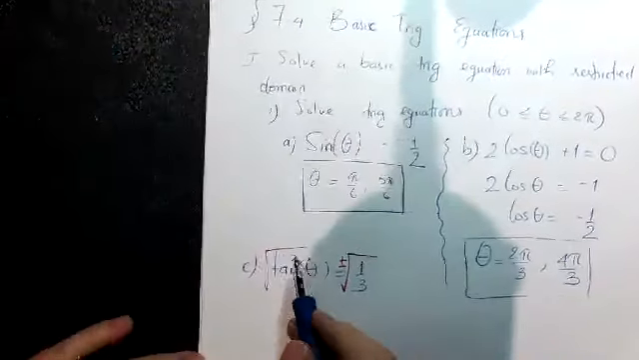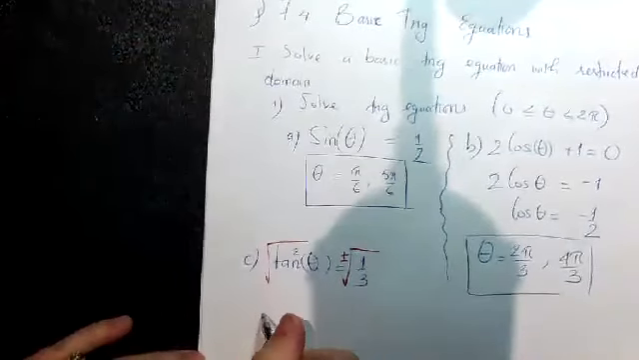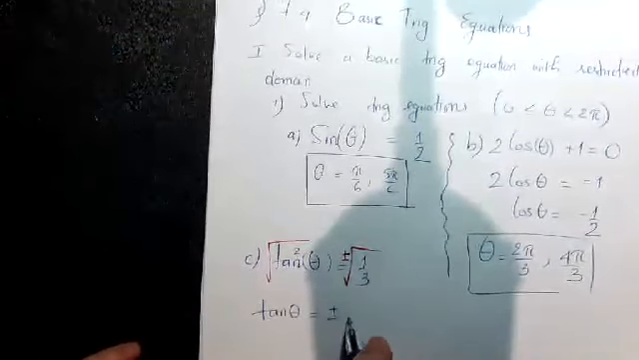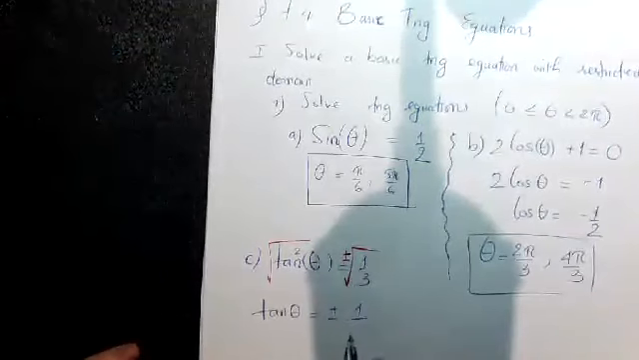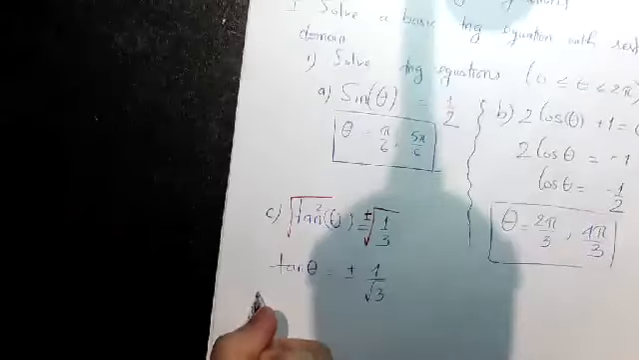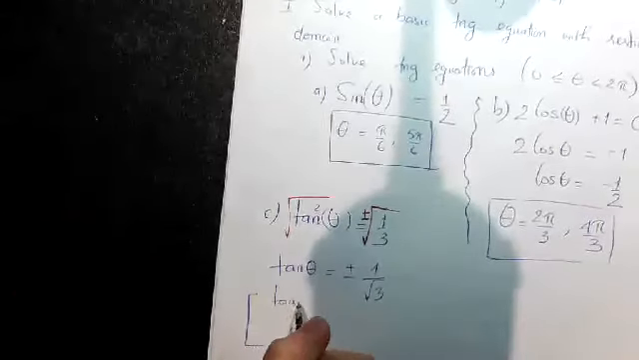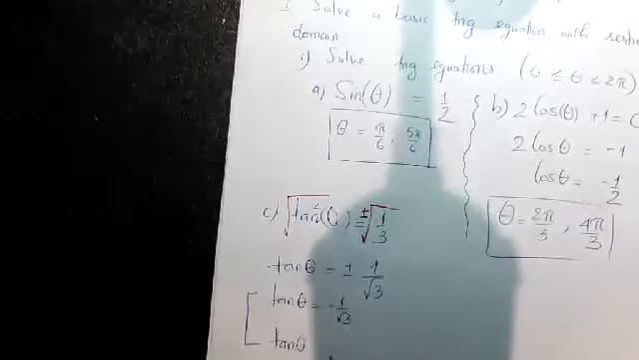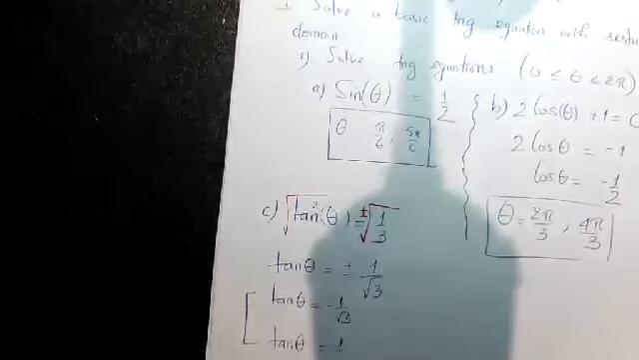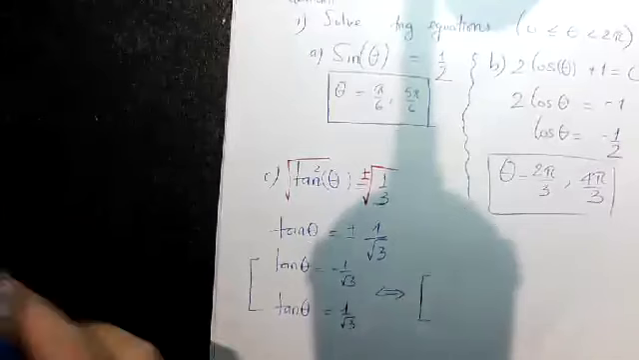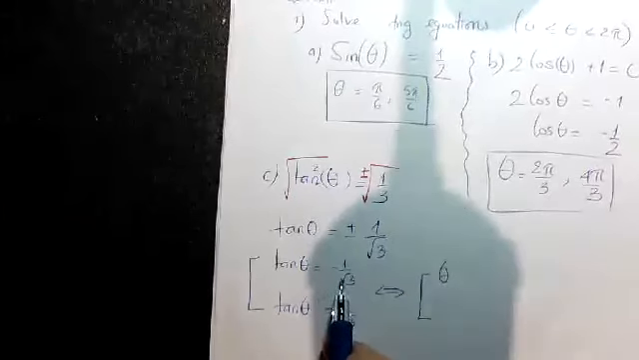On the left side, the square and the square root cancel because they are inverse functions. So I just have tangent theta, plus and minus the square root of 1 over the square root of 3. So I have two scenarios. Either tangent theta equals -1/√3, or the other scenario is tangent theta equals +1/√3. And then you look it up on the unit circle. Let's do the negative one first.